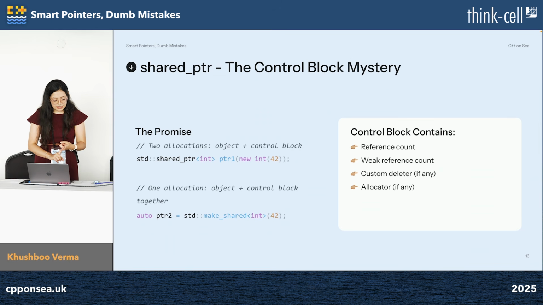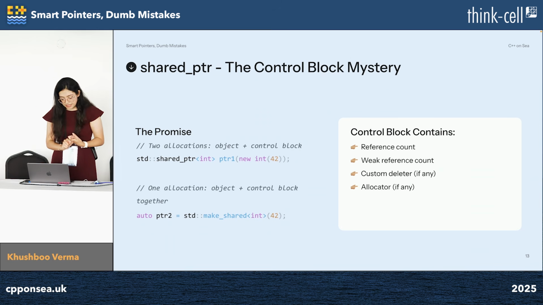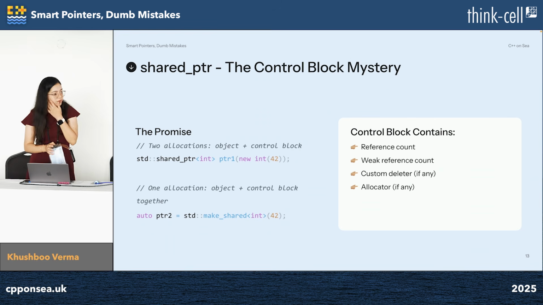The control block has the reference count. It will also have a weak reference count, and it will have custom deleters and allocators. So basically, each shared pointer has some metadata that it is storing there. So it has some memory overhead as compared to unique pointers, and it is going to maintain all of this internally for us. So this is a crucial performance consideration. The weak reference count is for weak pointer support, which we're going to see in a bit.